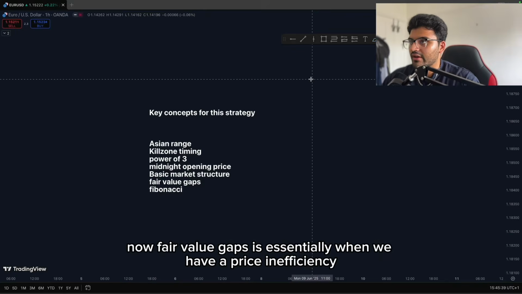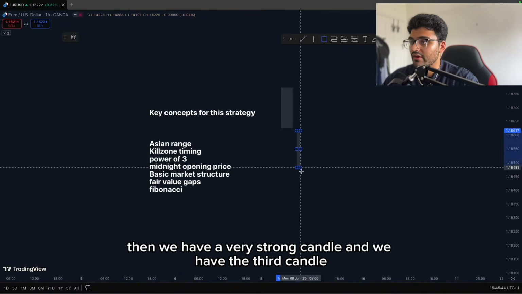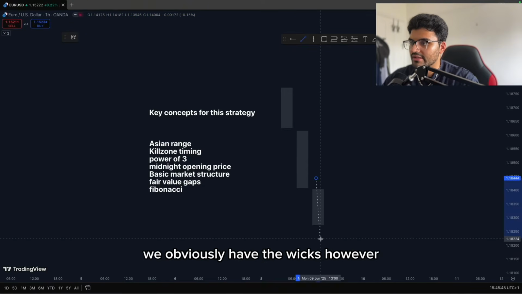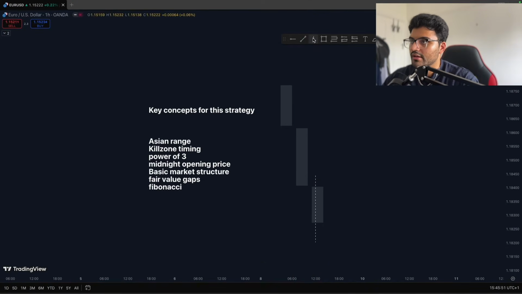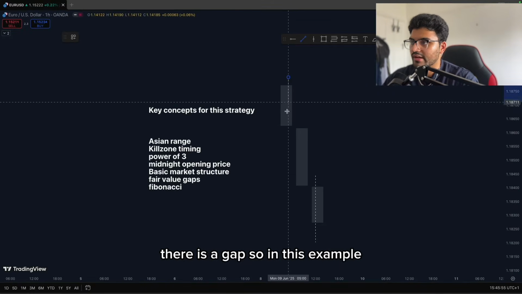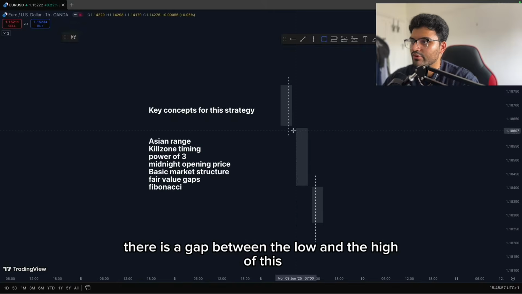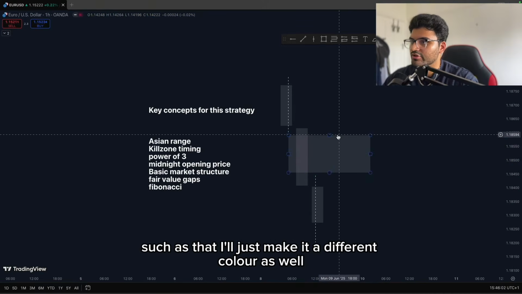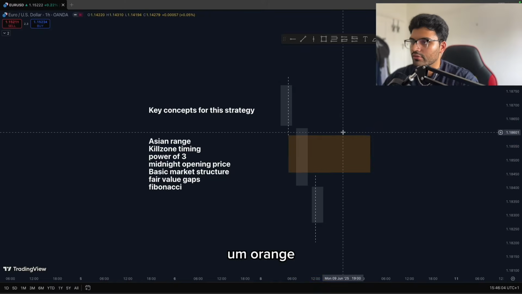Fair value gaps. Now, a fair value gap is essentially when we have price inefficiency. So we have one candle, then we have a very strong candle, and we have the third candle. Now between these candles, we obviously have the wicks. However, between candle 1 and candle 3, there is a gap. So in this example, there's a gap between the low and the high of this, such as that. I'll just make it a different color as well, orange.